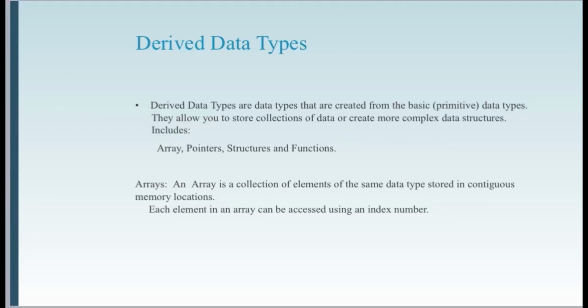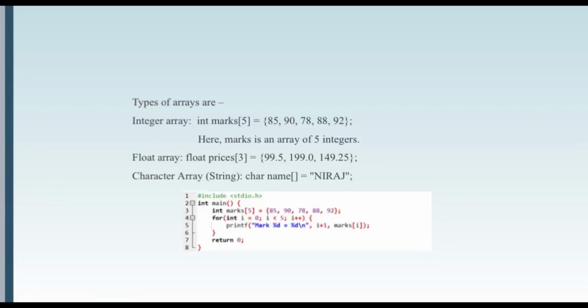Derived data types are data types that are created from the basic primitive data types. They allow us to store a collection of data or create more complex data structures, which include array, pointers, structure, and functions. An array is a collection of elements of the same data type stored in contiguous memory locations. Each element in an array can be accessed using an index number. The types of array are integer array, float array, and character array. Here are some examples of the types of arrays.